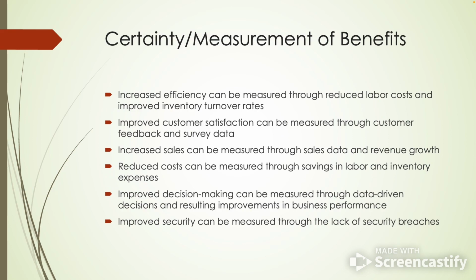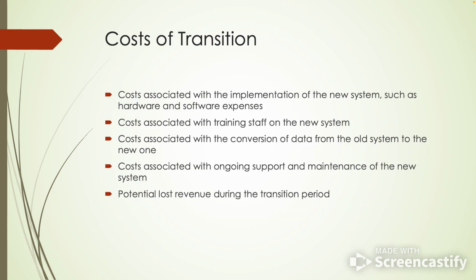The measurement of benefits can be done in several ways. To measure the increase in efficiency, the company can track reduced labor costs and improved inventory turnover rates. Improved customer satisfaction can be measured through customer feedback and survey data. Increased sales can be measured through sales data and revenue growth. Reduced costs can be measured through savings in labor and inventory expenses. Improved decision making can be measured through data-driven decisions and resulting improvements in business performance. Improved security can be measured through the lack of security breaches.